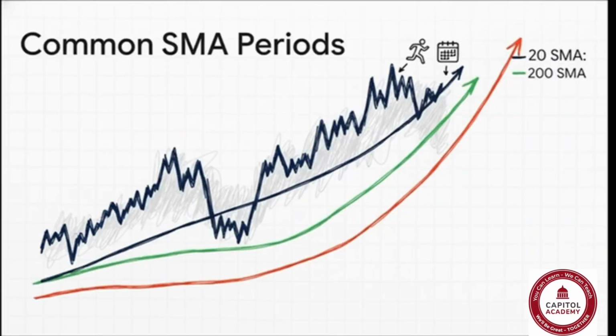Now, you'll see traders using a few standard periods to get a read on different trends. The 20 SMA, for example, is great for short-term direction. But the big one, the 200 SMA, well, that's like a major benchmark that almost everyone watches to see what the overall market is doing.